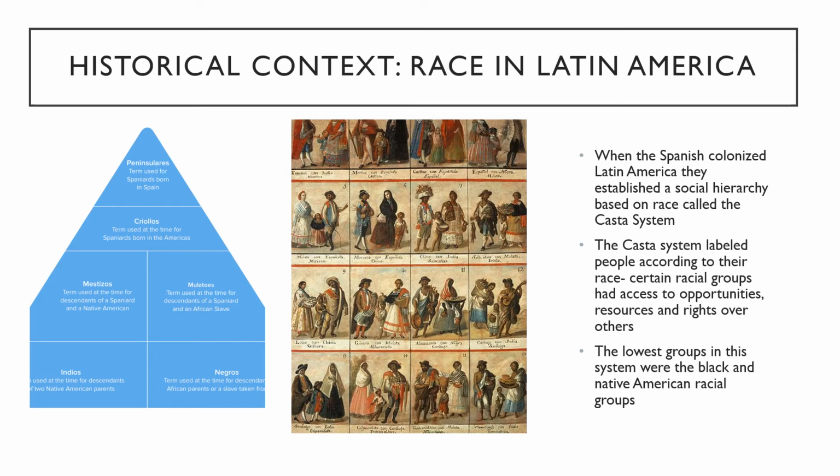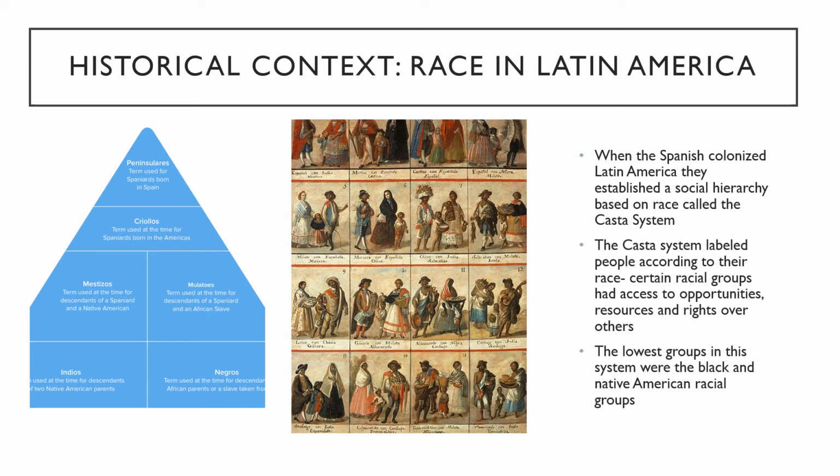The word mestizo means a mixture of Native American and Spanish blood, and mulattos means a mixture of Spanish blood and African blood at the time. Those were the next level, and below those you see the African slaves that were brought over to Latin America and the Native Americans that were already here when the Spanish came. And so they created a system that was based in race, and that race would give you access to resources.